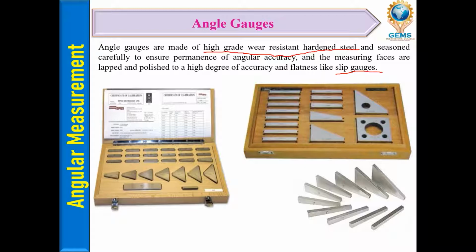If you are talking about the angle gauges, what material are we using for making angle gauges? High grade wear resistant hardened steel, right? High grade wear resistant hardened steel we are using. When we are measuring, the ringing process is the same as with slip gauges, right?